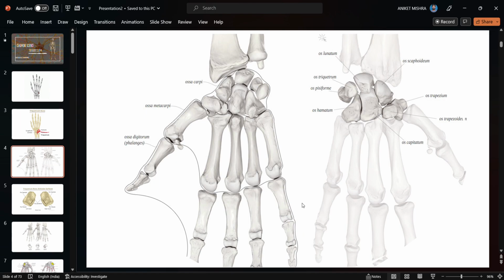When we talk about the function of the triquetrum, the bone helps to provide the bony superstructure of the hand or the wrist.